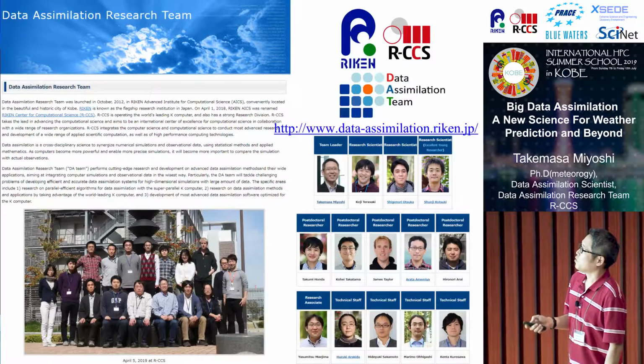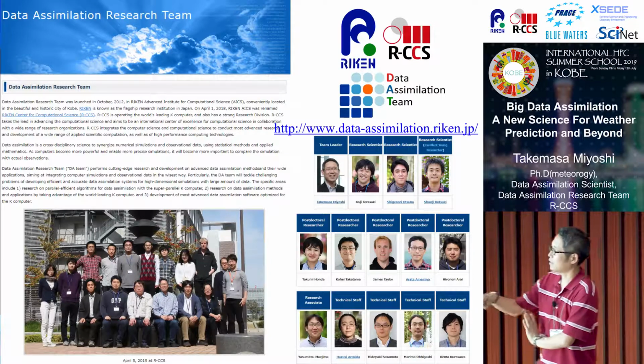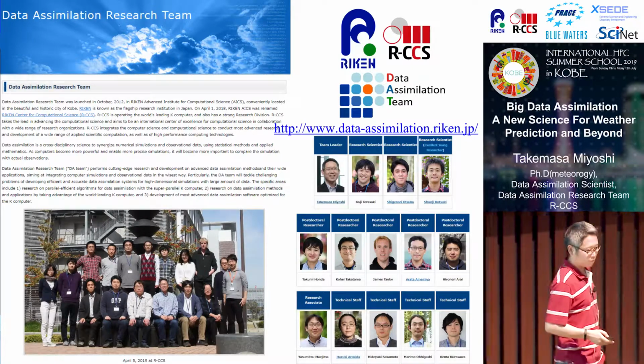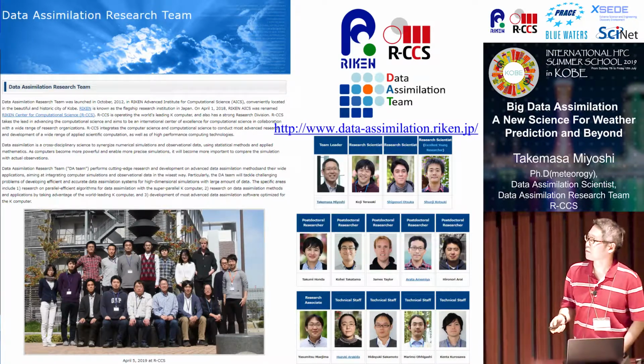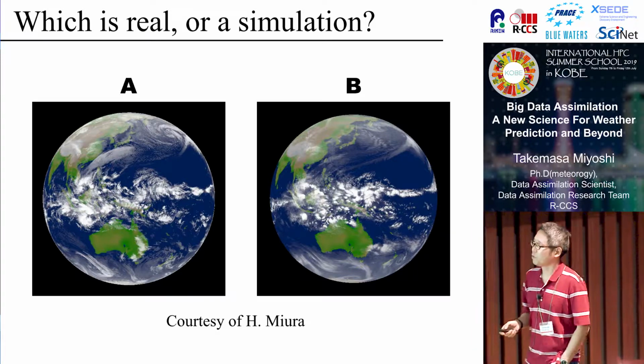So my group on data assimilation research, we have about 15 scientists, and it's kind of stable, so people come and go occasionally, and we are about 15 all the time. So mostly we study the weather prediction problem.